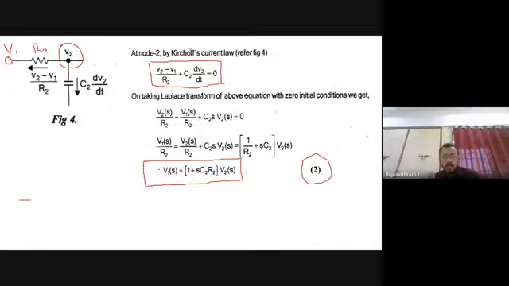So any doubt in this? How to apply the KCL for this? How we are getting the KCL for the node 2? So after finishing this, you substitute the equation 2 in equation number 1.